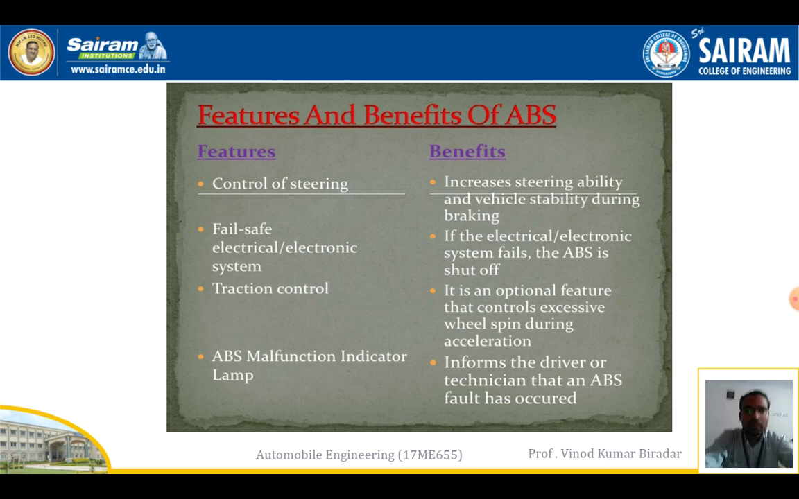What are the benefits of the anti-lock braking system? The main benefit of using it in a vehicle is to increase the steering stability and vehicle stability during braking. If the electronic or electrical system fails, the anti-lock braking system shuts down automatically. It is an optional feature that controls the wheel spin during acceleration, and it will inform the driver or technician riding the vehicle that an anti-lock braking system fault has occurred. It will give the signal automatically because sensors are used in this system.